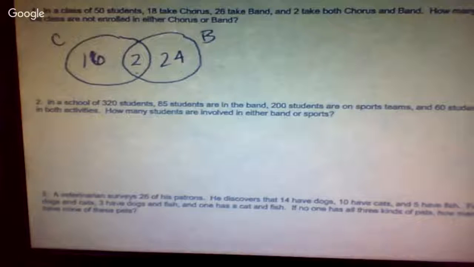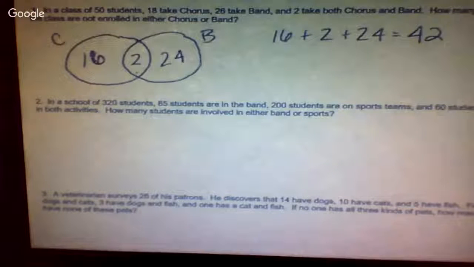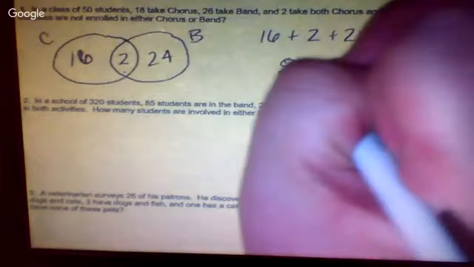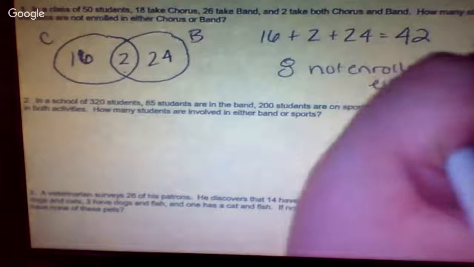If I add all of these up, I get what? 42, plus 2, plus 24. That means I have 42 students that are in chorus or band. So how many are not? 8. Why? Because you add them up and you have a total of 50. Okay. So we have 8 that are not enrolled in either.